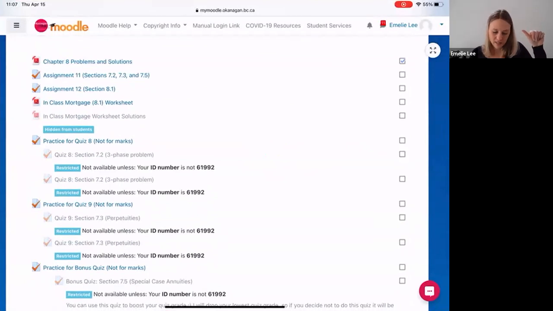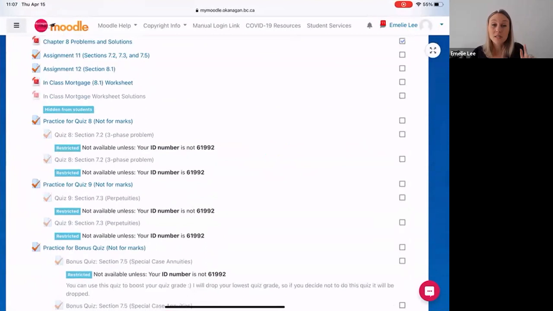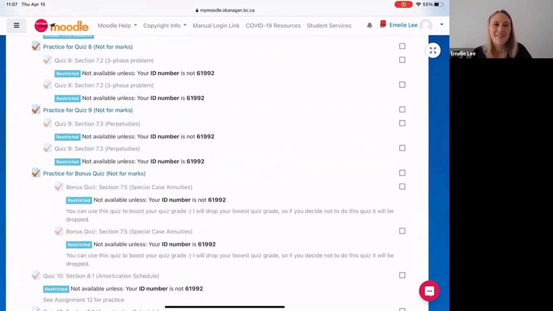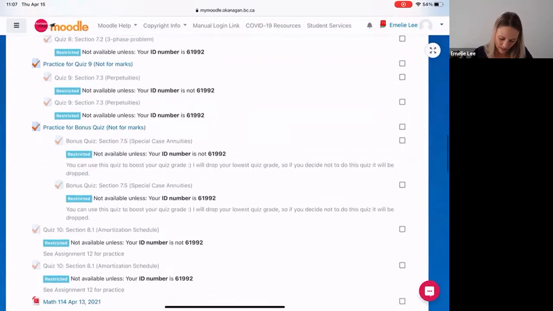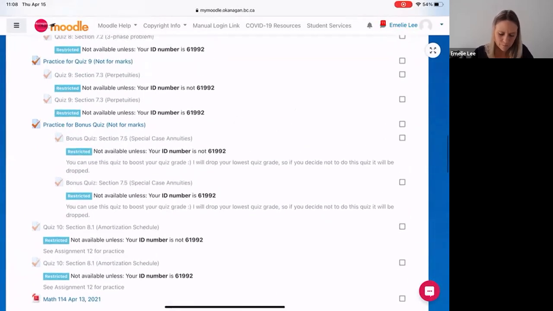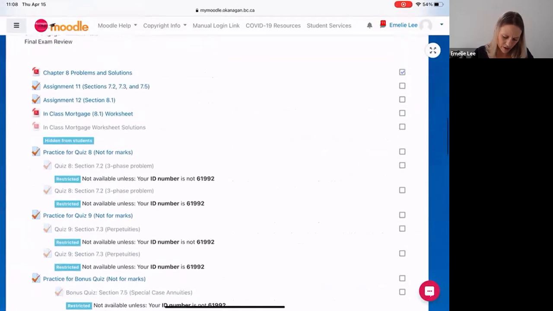You'll see that there's a practice. So practice for quiz 8, not for marks. Quiz 8 is a 3-phase problem, so one of those ones that we went through last day. If you use your calculator, they're not that bad, but you have to break up your timeline essentially into 3 phases. And then there's a practice for quiz 9, and then there's quiz 9, which is on perpetuities, which is section 7.3. We did those last day. And then the bonus quiz, there's a practice. And then see here, quiz 10, below it, it says see assignment 12 for practice. So assignment 12 is a good indicator. You have 20 minutes to do all of these. And that should be pretty good.